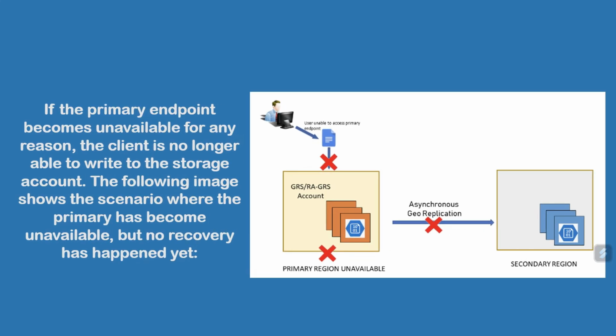Now, if the primary endpoint becomes unavailable for any reason, the client is no longer able to write to the storage account. As you can see, when the client was writing to the storage account and the primary region becomes unavailable, he won't be able to write to the primary region, and the replication will also stop since there is no write operation.